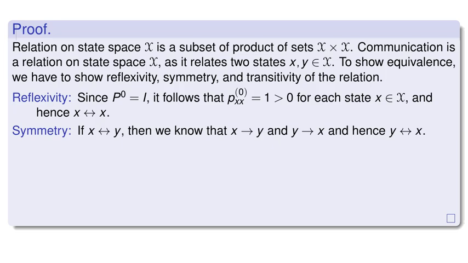Second, symmetry. If state x communicates with state y, that is x left right arrow y, then by definition, x is accessible from y (y arrow x) and y is accessible from x (x arrow y). This directly implies that y communicates with x, y left right arrow x.